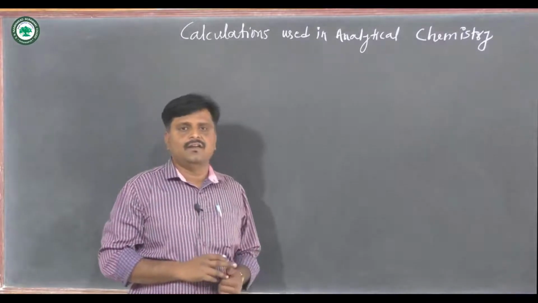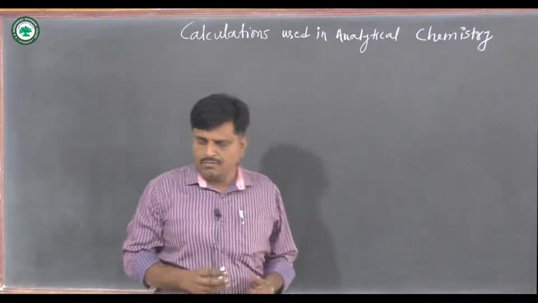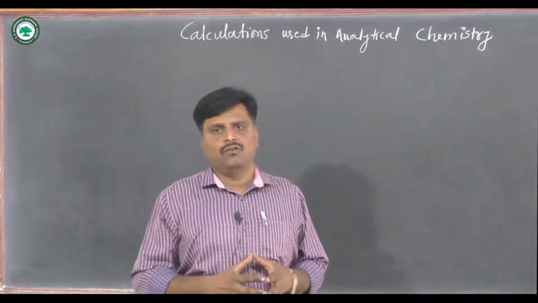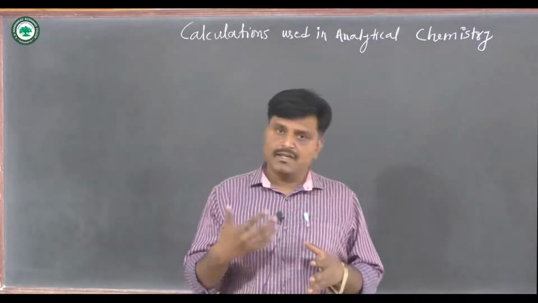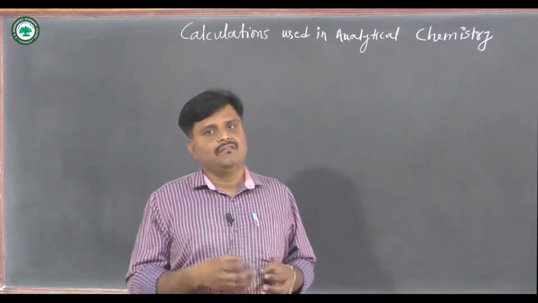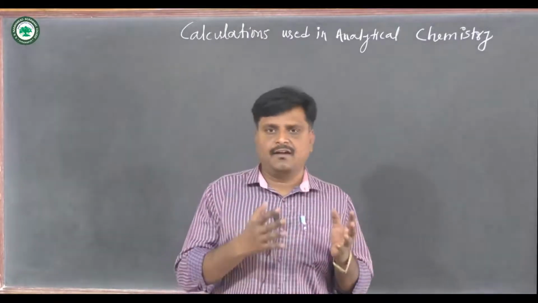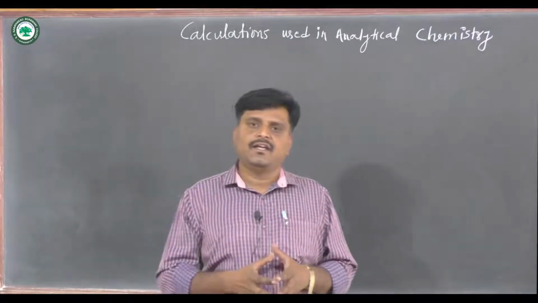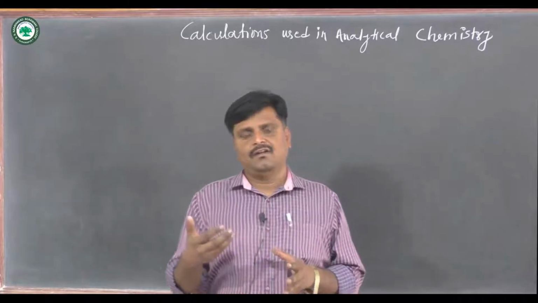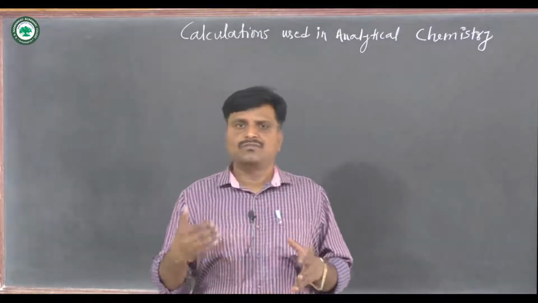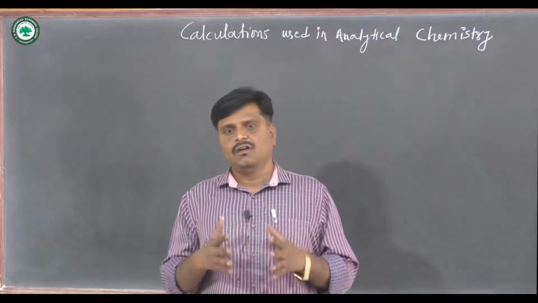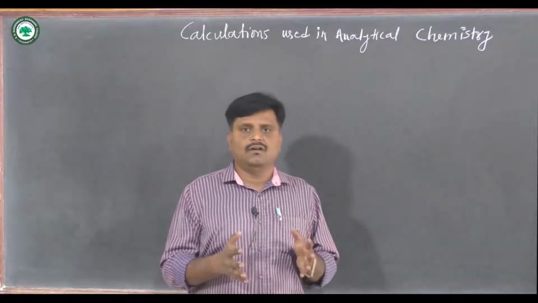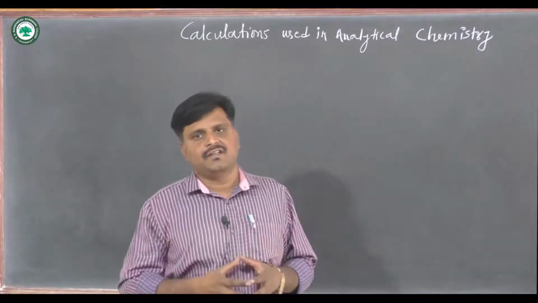Calculations used in analytical chemistry. Suppose we want to carry out an experiment in quantitative analysis. We gather some data from that experiment, carry out calculations on this data, and come to the result. Accuracy is a very important thing. So what is accuracy and what is precision in this case?